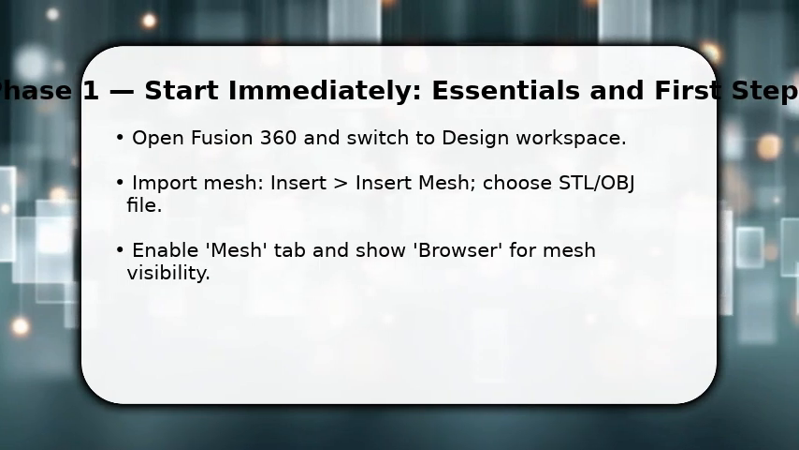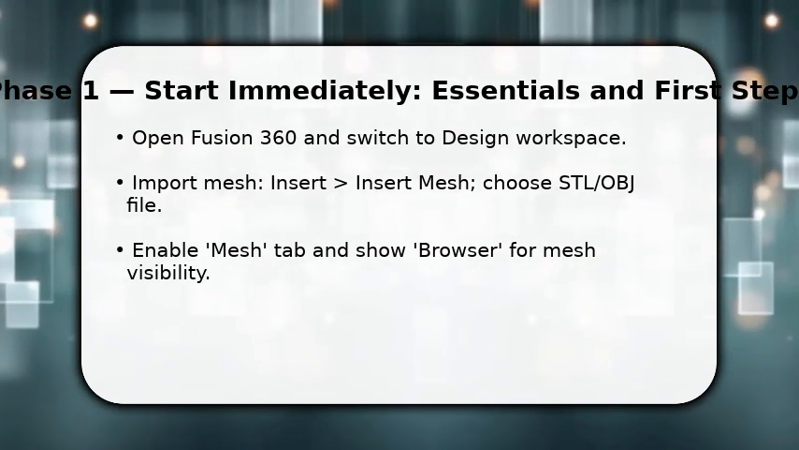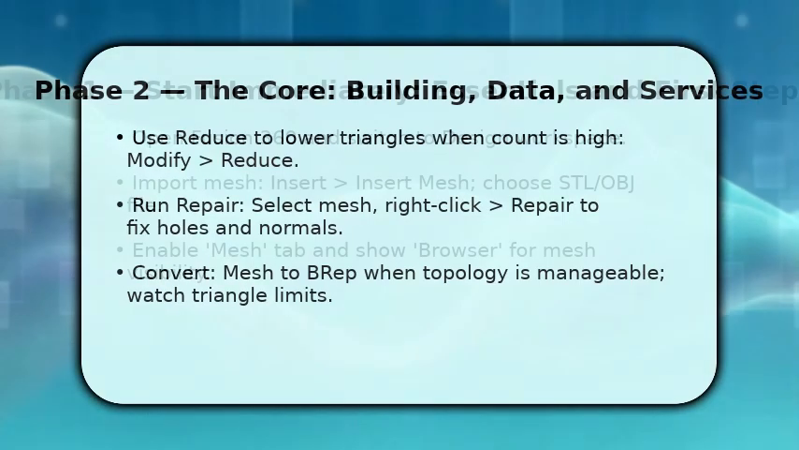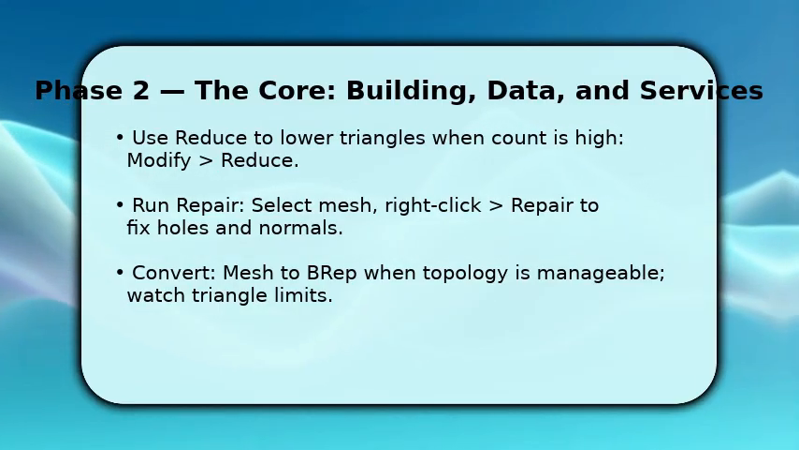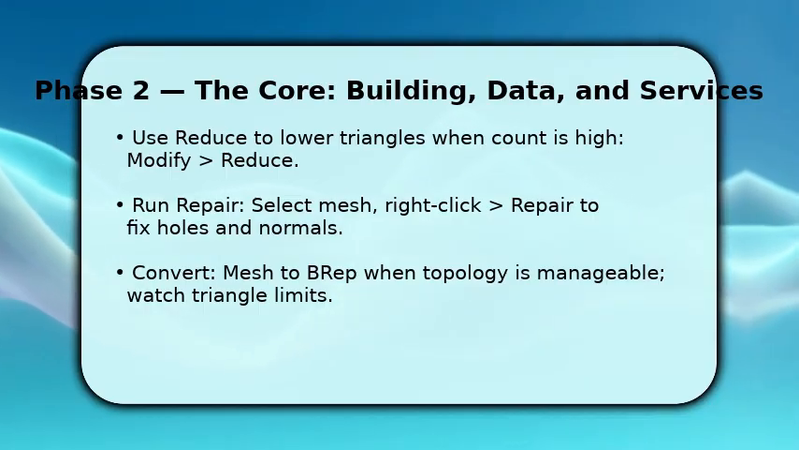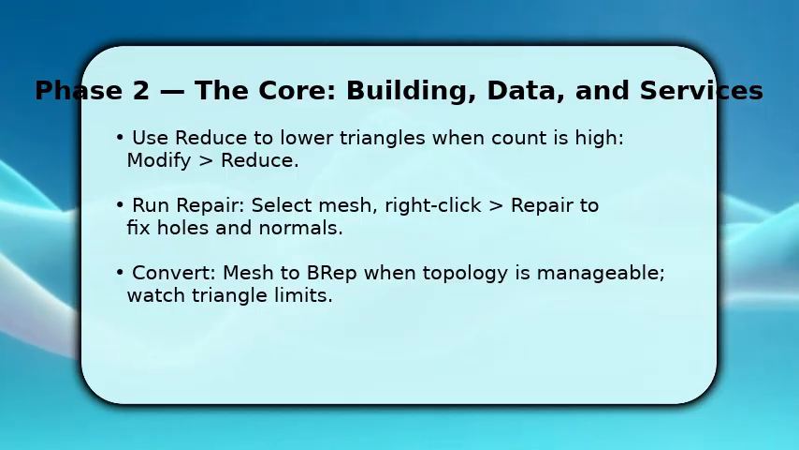You now clean and prepare the mesh for removal by reducing complexity and repairing defects. First, run Reduce to drop unnecessary triangles. Aim for a balance between fidelity and convertibility. Next, use repair tools to close holes, fix inverted normals, and remove stray islands. These steps prevent conversion errors.